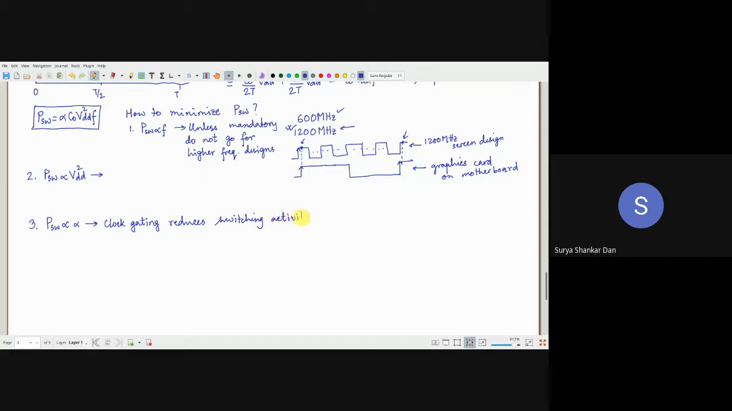So VDD को कैसे कम करोगे? Sir, switch off the power supply when circuit is idle. Excellent. कैसे करोगे? By source gating, sir. Yes, you can do source gating.